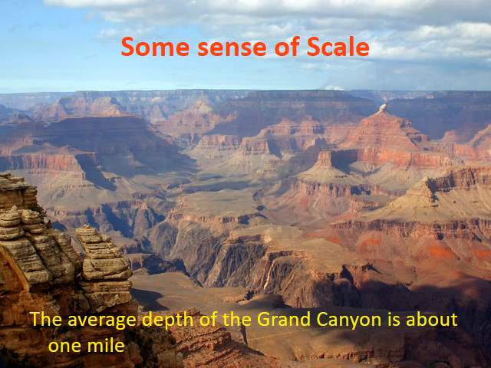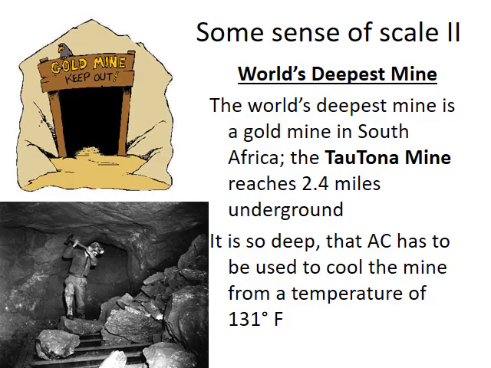But we can go into the crust. Well, the world's deepest mine, a gold mine in South Africa, goes about 2.4 miles underground, so only about 10% of the way into the crust. So this mine is way down there. It's so deep that they have to use air conditioning to cool it. Miners working in there, it can get up to 131 degrees. So how deep have we gone into the crust?